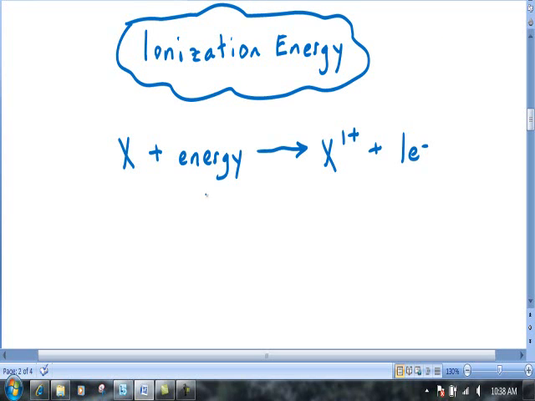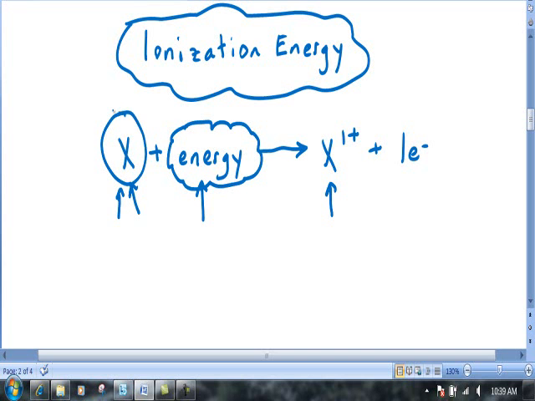Ionization energy refers to the energy required that'll take an electron away from a neutral atom and turn that atom into a +1 ion. So our ionization energy, the first ionization energy, is this energy that's required to strip an electron away from a neutral atom and turn that atom into a +1 ion.